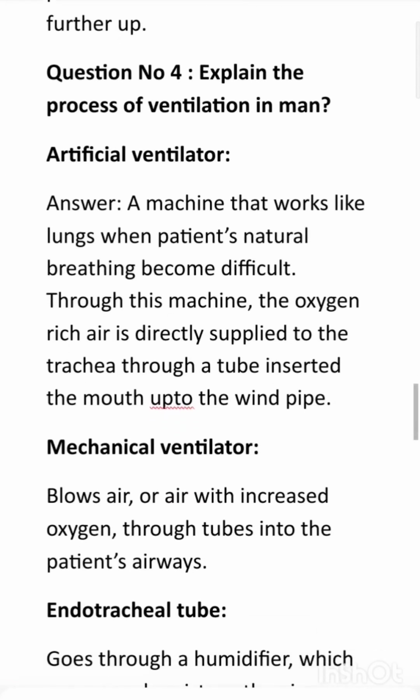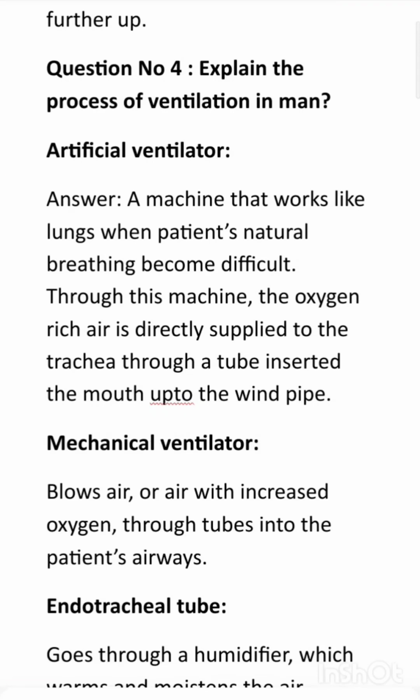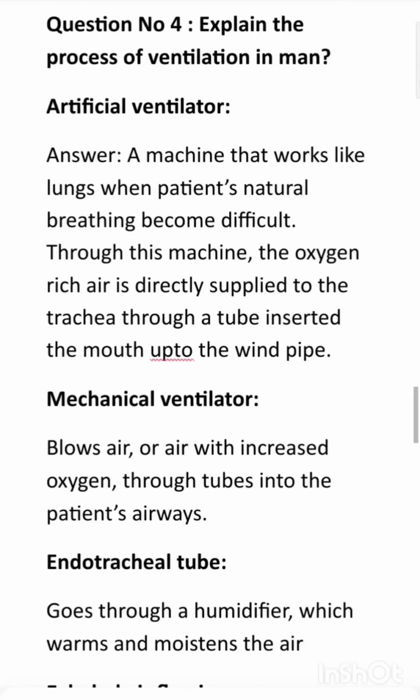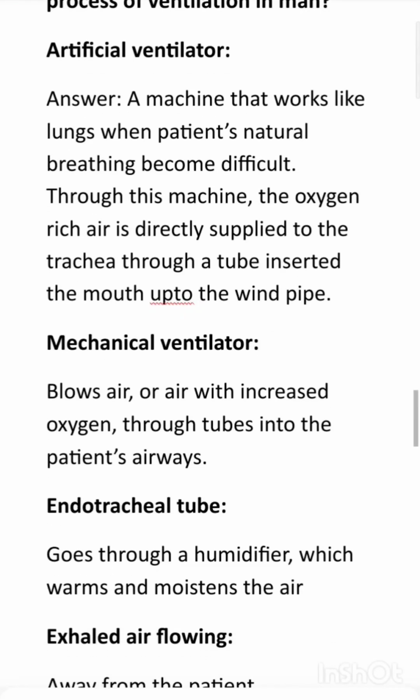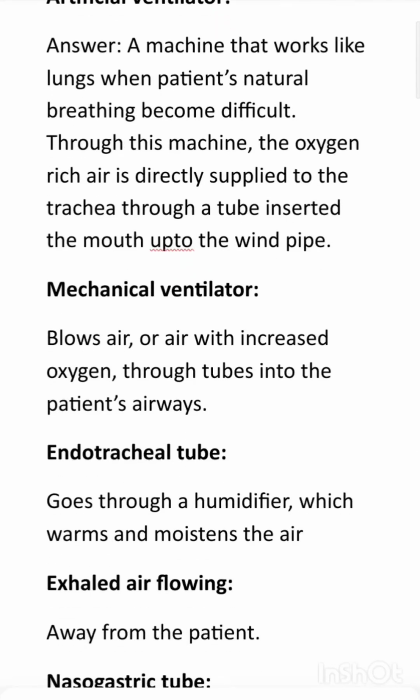Question number 4. Explain the process of ventilation in man. So the answer is, artificial ventilator. A machine that works like lungs when a patient's natural breathing becomes difficult. Through this machine, oxygen-rich air is directly supplied to the trachea through a tube inserted through the mouth up to the windpipe.